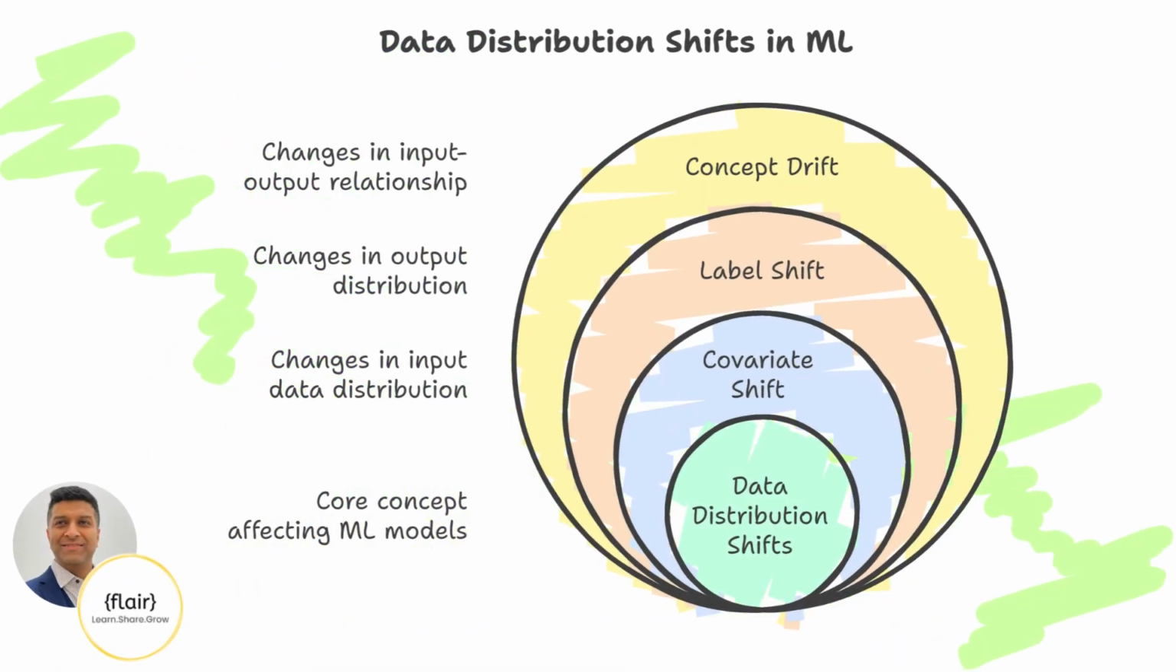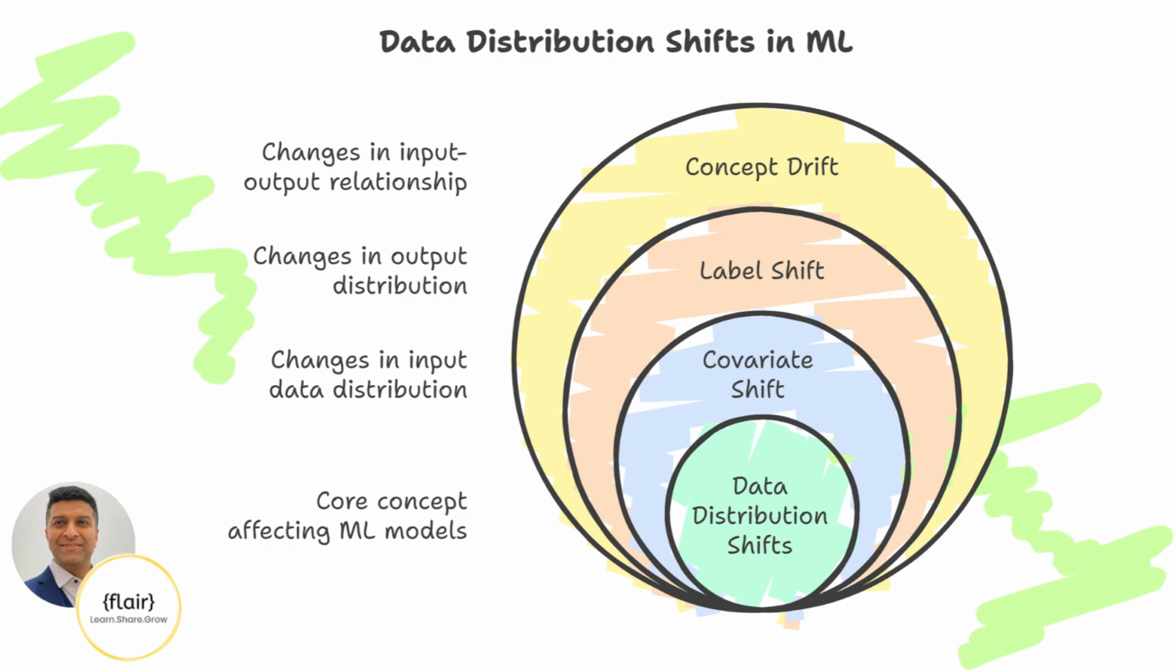Next is covariate shift, where the distribution of the input data itself changes. This happens when the training data is artificially altered, such as by oversampling rare classes to make the model learn better. When the data in production doesn't match the distribution in training, your model might fail to recognize important patterns.